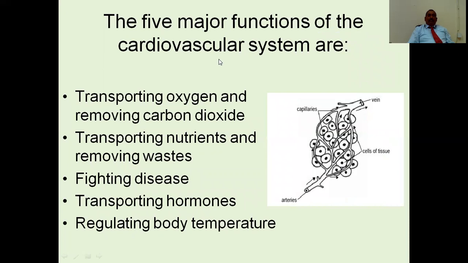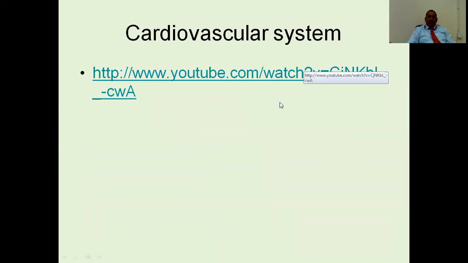The five major functions of the cardiovascular system are transporting oxygen and removing carbon dioxide. Next, it helps to transport nutrition and remove waste. It also helps to fight diseases by carrying immunoglobulins, which act against disease-causing organisms. It helps to transport hormones. Hormones are proteinaceous substances that control the major functions of our body. It also regulates body temperature. These are the five major functions of the cardiovascular system.